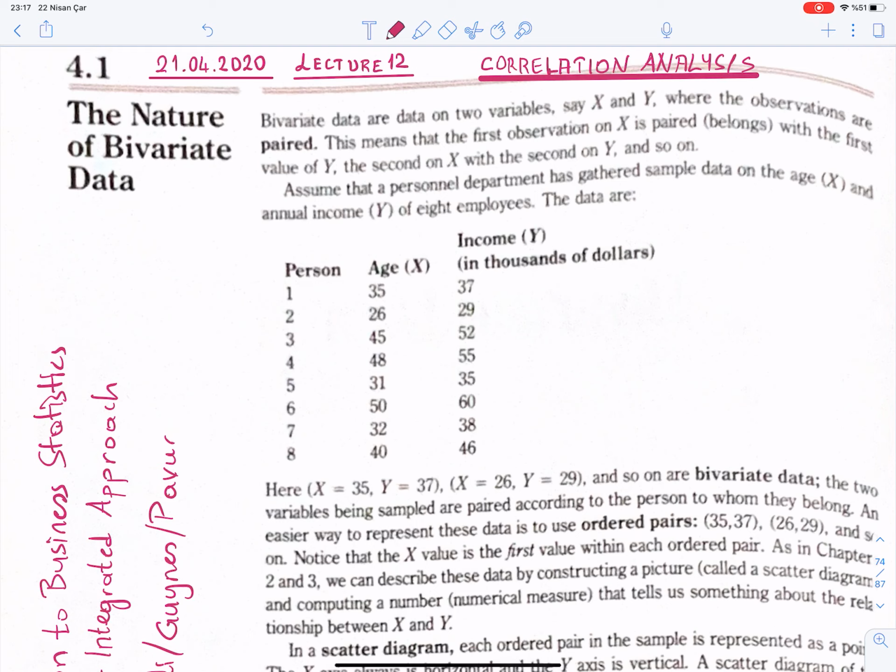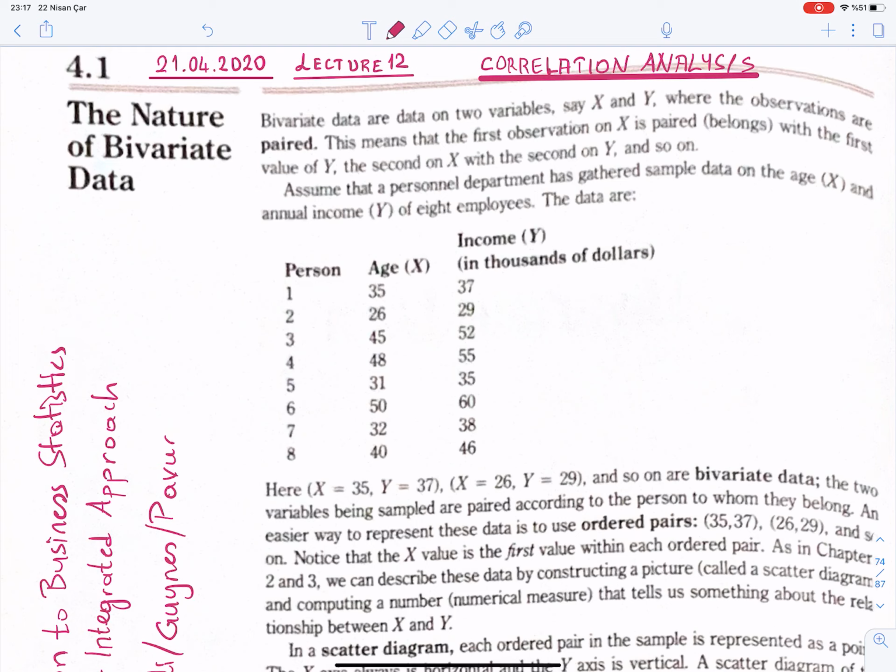The definition of a correlation: correlation means a measurement of linear relationship between two independent variables, two paired data sets. That's how you define the correlation.